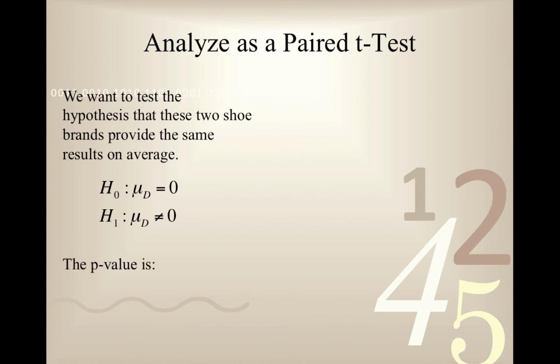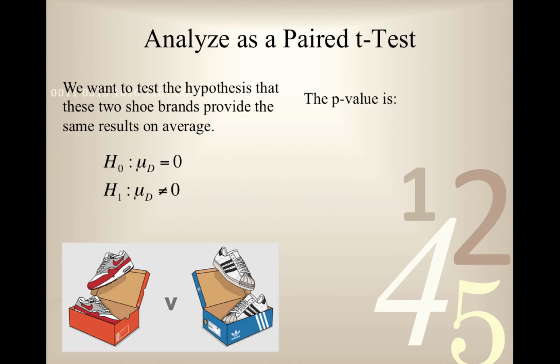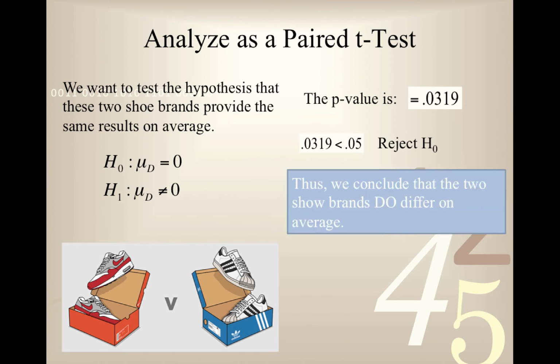So let's go into PowerPoint, and we found our p-value to be 0.0319. So let's think about what our decision's going to be. Again, the p-value is 0.0319. Our alpha is 5%. So 0.0319 is less than alpha. So now what is our decision? Exactly, our decision is going to be to reject the null. And so now we do conclude that the two shoe brands differ on average. So now we do detect a difference.